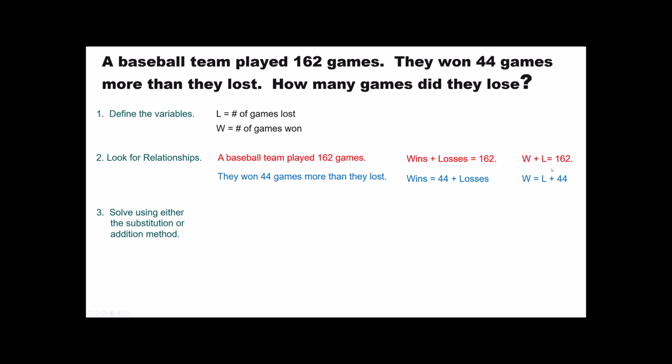We've got this first equation written up here in red, w plus L equals 162. You've got a second equation written here in blue, w equals L plus 44. And I'm just going to bring those two down here. We have two options for how to solve this. We can either use the substitution method or the addition method. You'll remember the addition method is also often called linear combination or elimination, depending on which textbook you're working in. The name doesn't matter so much.